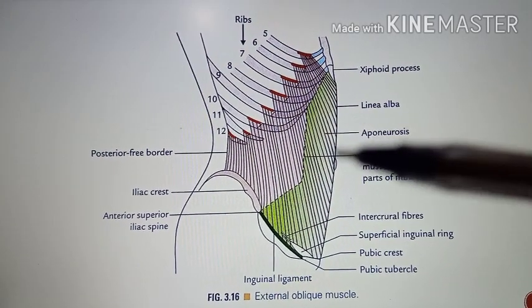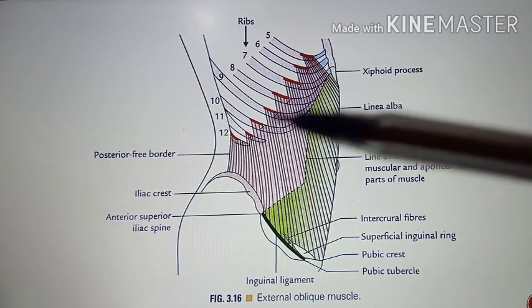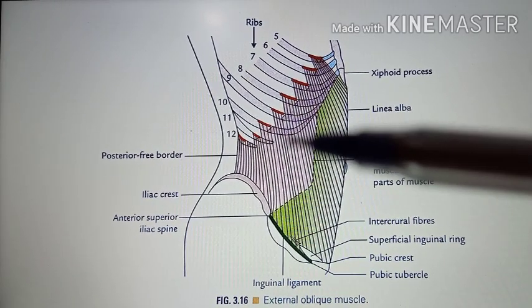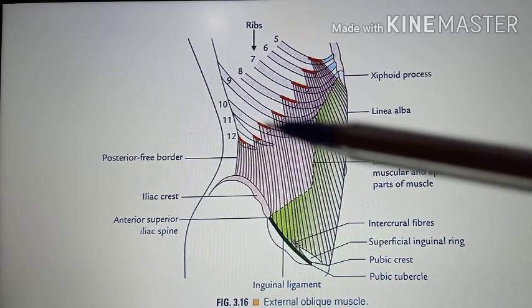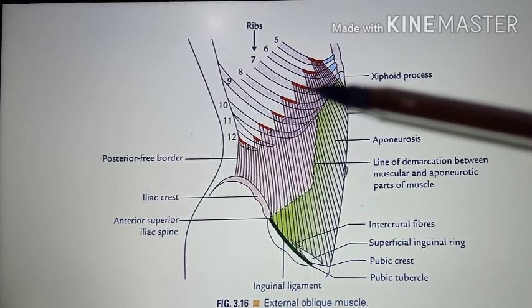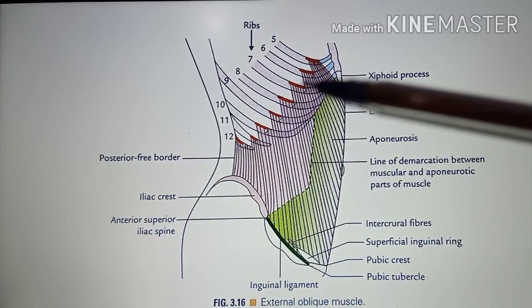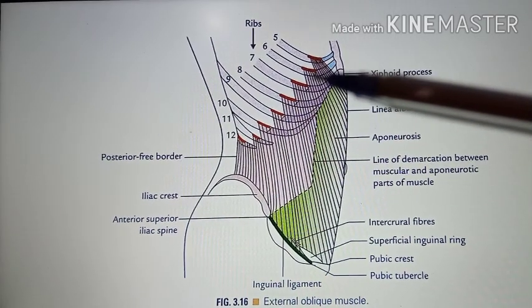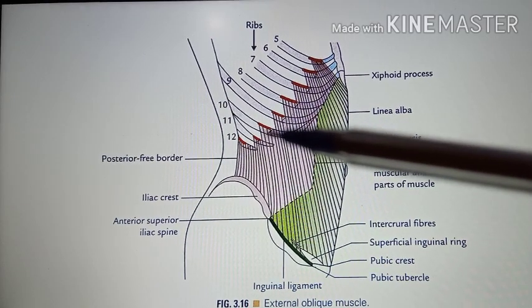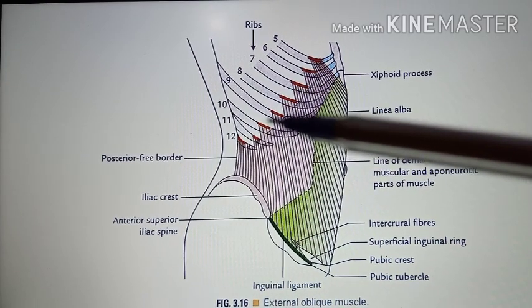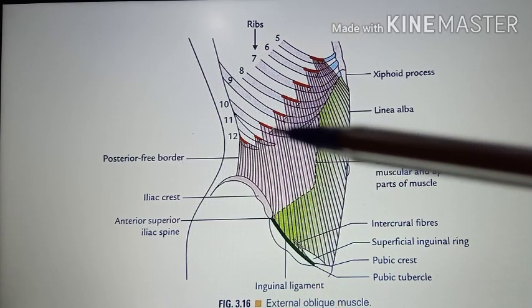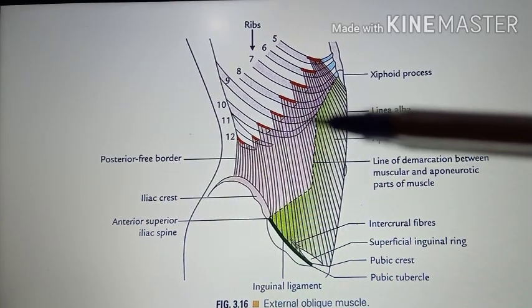Coming to the origin of the external oblique muscle, it arises by muscular slips from the outer surface of the lower 8 ribs, that is from the 5th rib up to the 12th rib. That is the origin of external oblique.